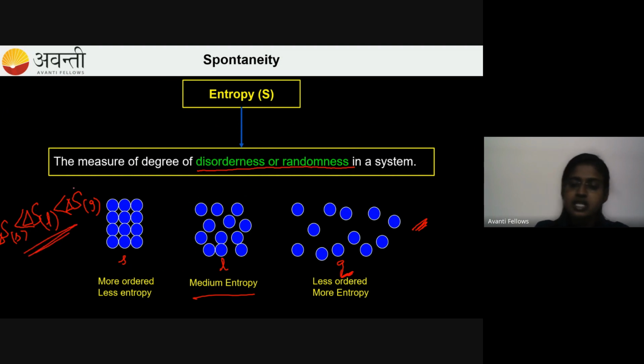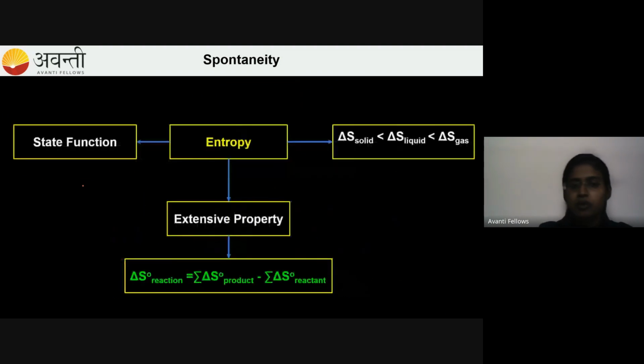Now we will see some more points about this entropy. Some of the properties of entropy are, first of all, it is a state function. What is a state function? The property or function which depends only on the initial state and final state is called a state function. So if I know S1 and S2, I can find out delta S. So it is a state function. And also it is an extensive property, meaning if I change the size of the system, the value will also change.